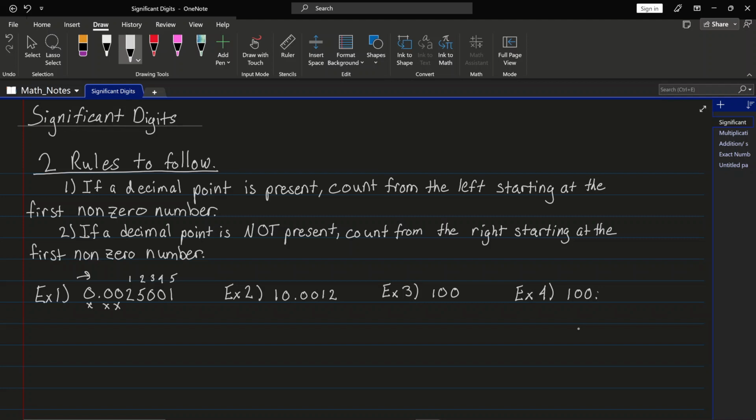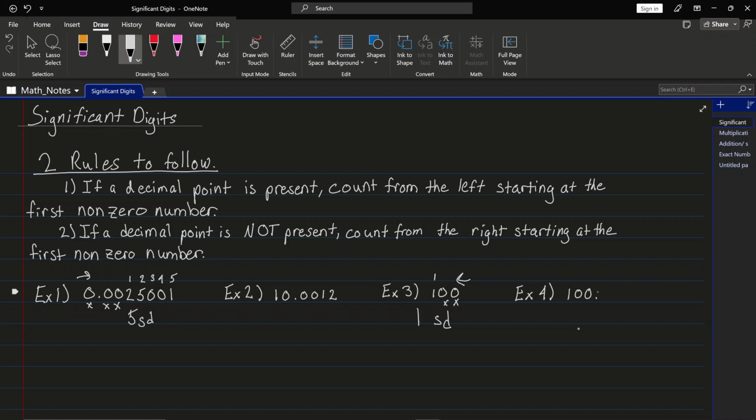The other rule for significant digits is if there is no decimal point present, you start counting from the right, starting at the first non-zero number, and you follow the same set of steps. Look at example 3, which is just 100. Starting from the right, you have two zeros at first. These are zeros, not non-zero numbers, so I'm not going to count this one, and I'm not going to count that one either. But this one will be my significant digit. So this has one significant digit. I'll write that this one has 5 too.